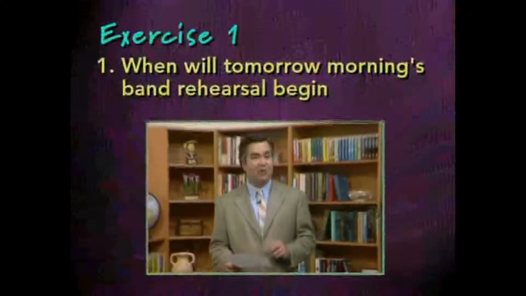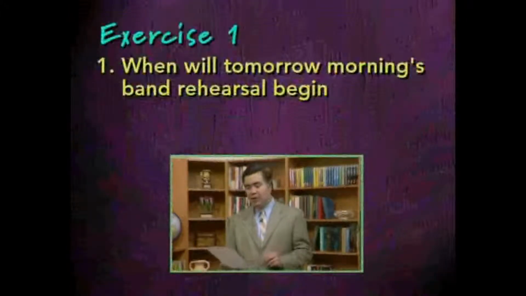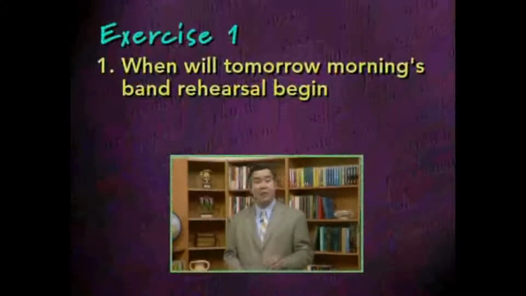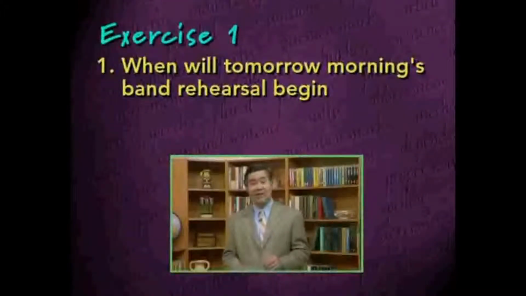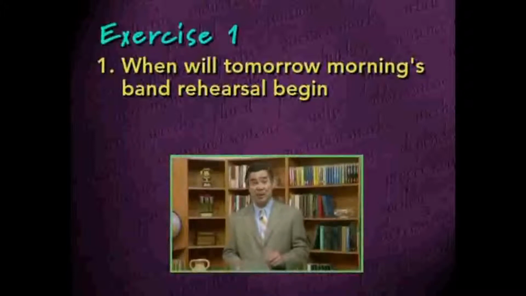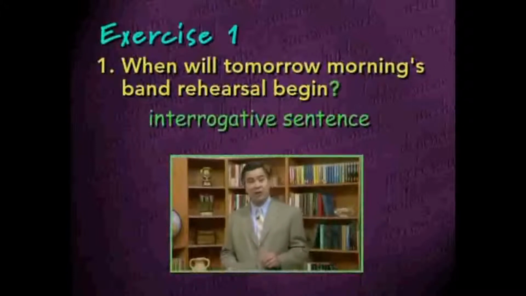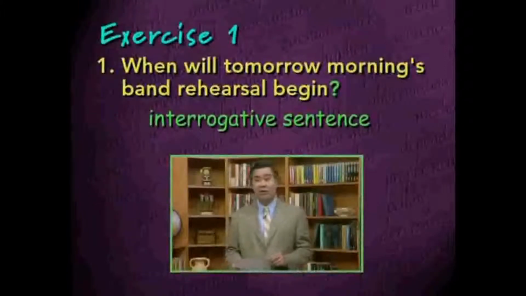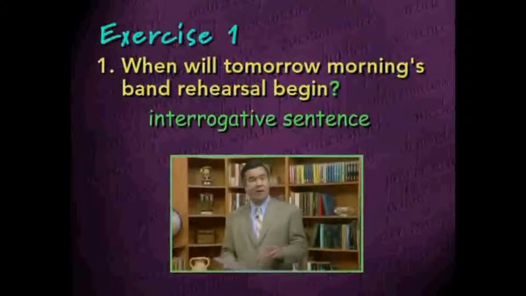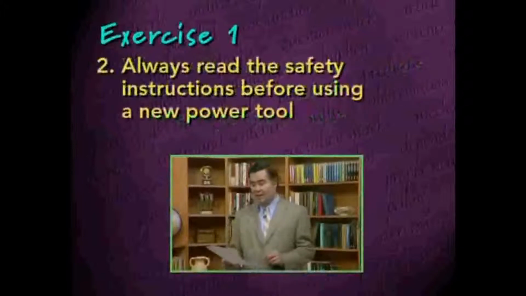Let's look at the first sentence. When will tomorrow morning's band rehearsal begin? Perhaps you can tell by reading this sentence that it is asking a question. Therefore, this is an interrogative sentence, and it needs to end with a question mark. So that's the correct answer for this first question. Let's look at the second sentence.